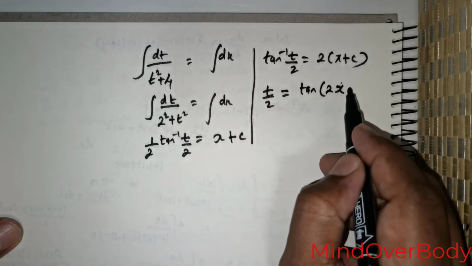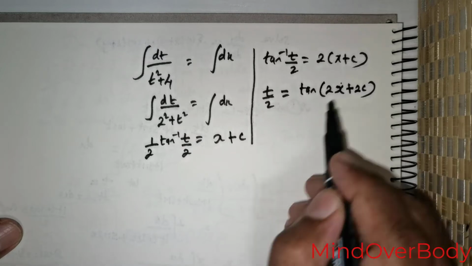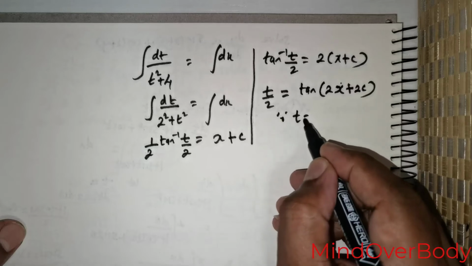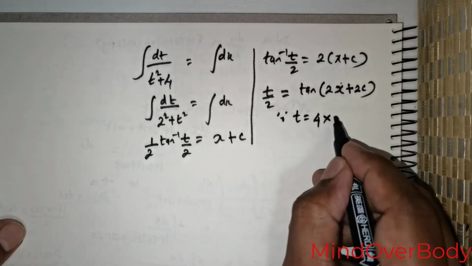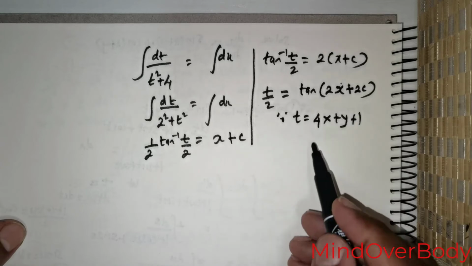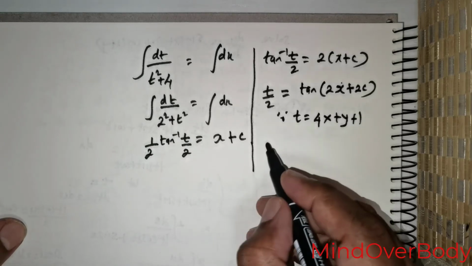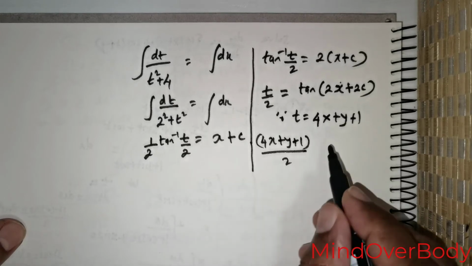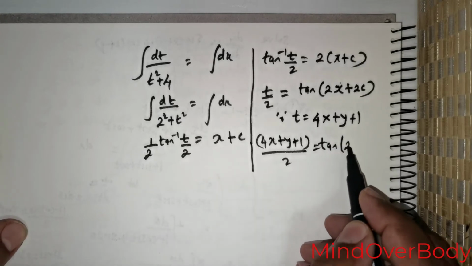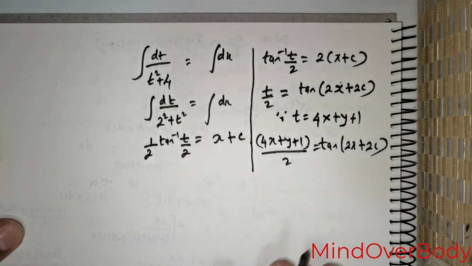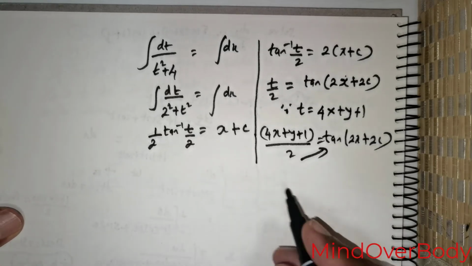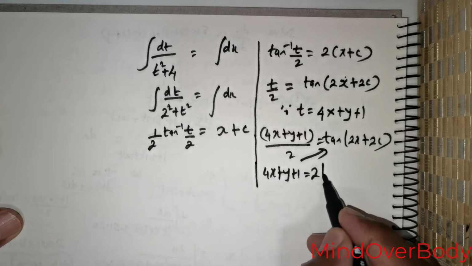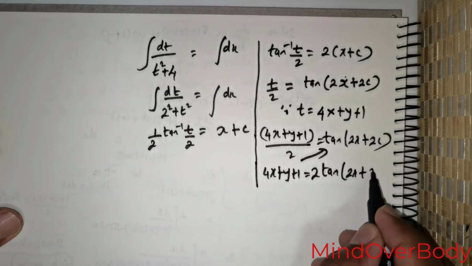In fact I can rewrite it like this, 2x + 2 times c, right? I take the 2 inside. But my t is actually 4x + y + 1, right? So I substitute here. So what do I get? I get (4x + y + 1)/2 is equal to tan of (2x + 2c). Now I can move this 2 to this side, so that would give me 4x + y + 1 is equal to 2 times tan of (2x + 2c).